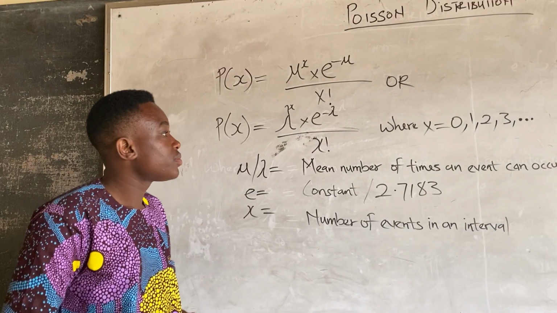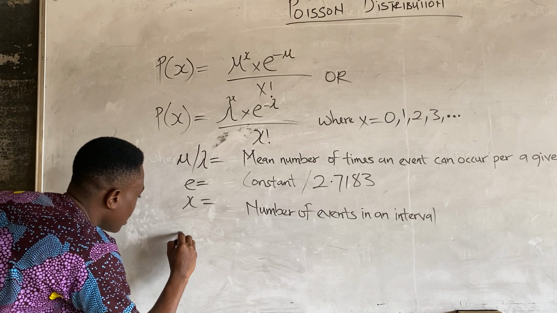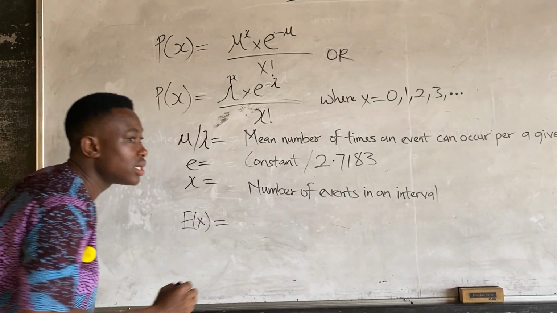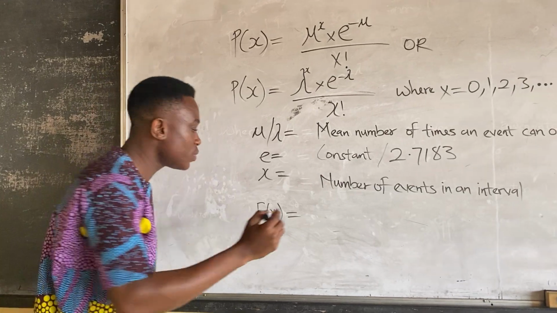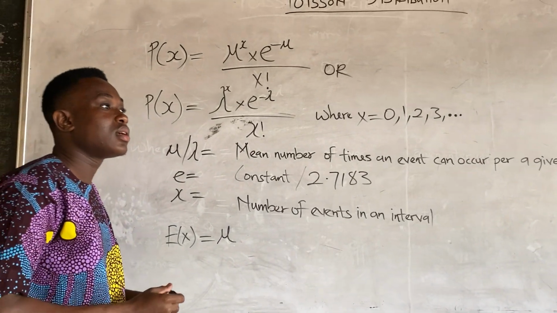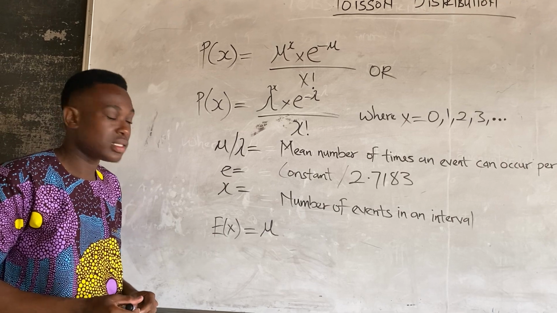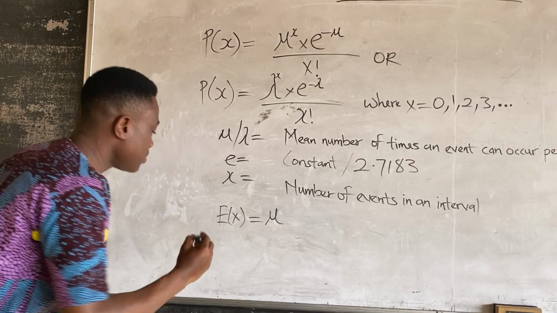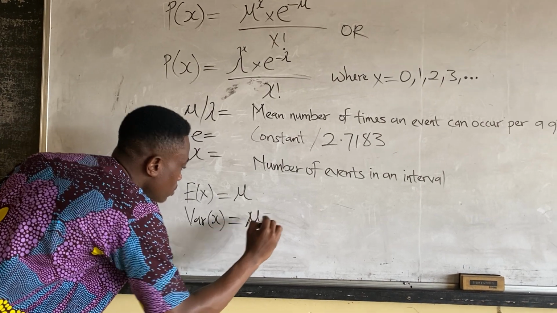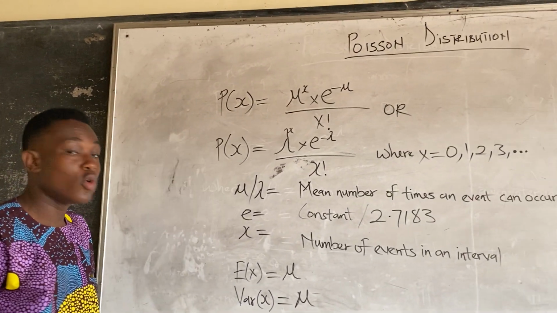For any Poisson distribution, the expected value is the same as the mean. So we have our expected value, which is the same as the mean, which in this case is either the lambda or the mu. And then the variance of the distribution is the same as our mu, or the mean. And the standard deviation is the square root of the variance.